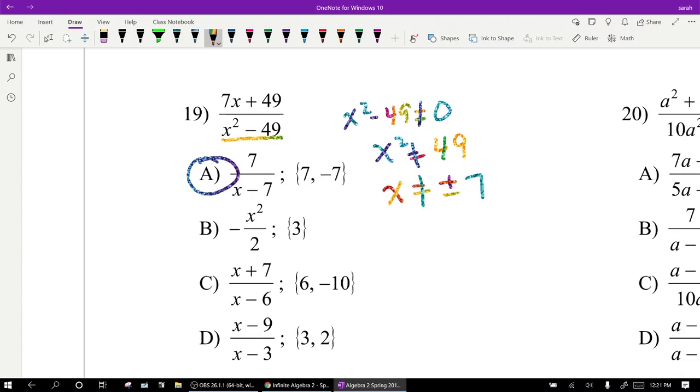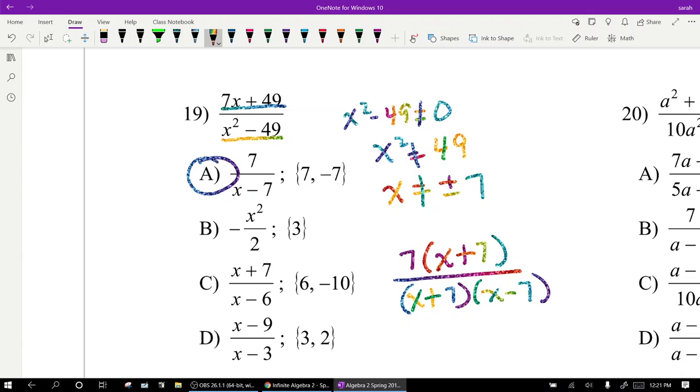Let's go ahead and factor it all out just to make sure. So 7x plus 49, I see I have a 7 in there that I can factor out. That leaves me with x plus 7. And in the denominator, that's the difference of two perfect squares. So it's x plus 7 times x minus 7. Again, I can clearly see that x can't be plus or minus 7. And these will cancel out, leaving me with 7 divided by x minus 7, which is what letter A is.